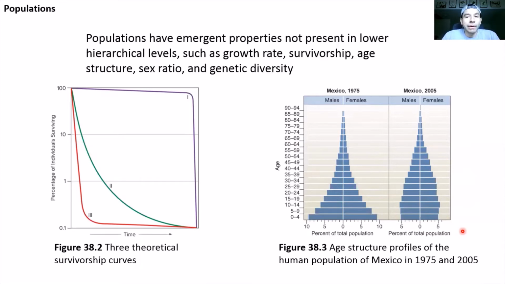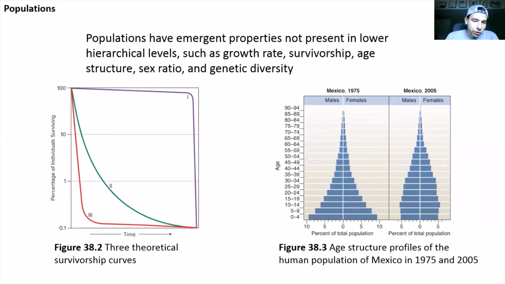Think about it. Organisms don't have a survivorship rate. They are either alive or they're dead, but they don't have a rate. Similarly, an organism does not have an age structure. It has one age. So an age structure is really just a property of many individuals of that population. Or one individual does not have a sex ratio. Sex ratio is a property of the population.